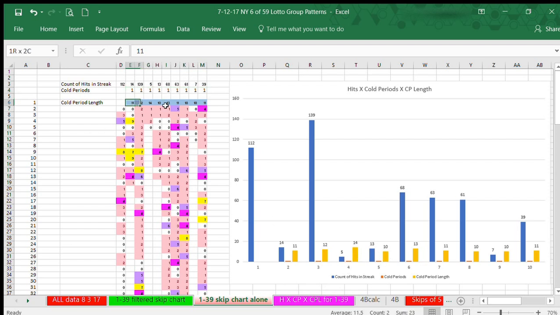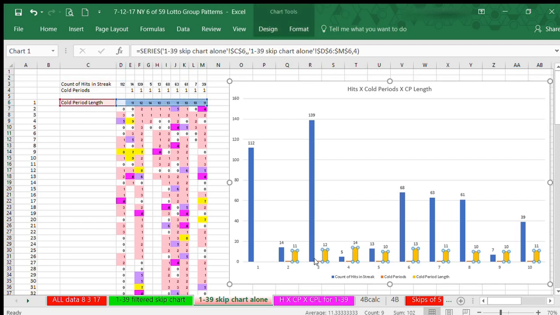And these are the cold period lengths. These little yellow bars, okay. This was 11 games, 12 games, 14 games. So basically these 3 bars are read like this. You had a cold period length of 12. It was only one cold period. Alright, and then the streak was 139 hits.